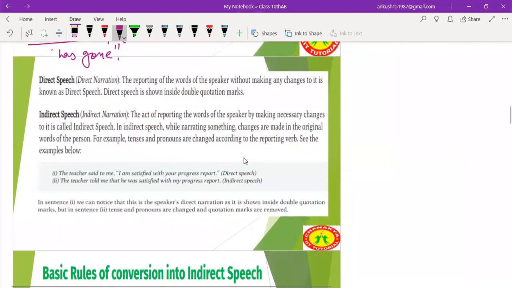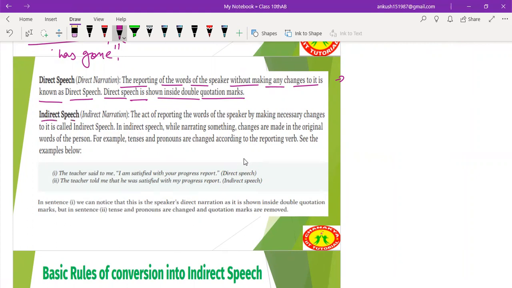Now let us understand what direct speech is. The reporting of the words of the speaker without making any changes to them is known as direct speech. Without any changes means you say the words exactly as they are. You would not change anything. Direct speech is shown inside double inverted commas or double quotation marks.